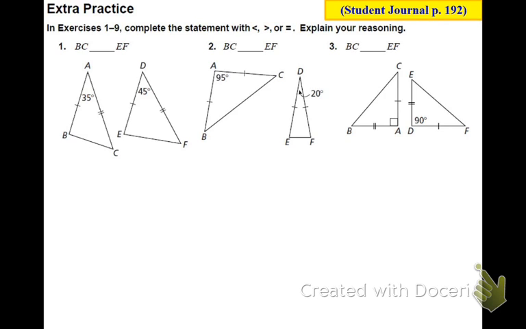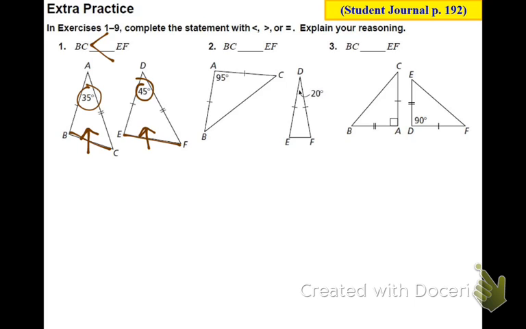Okay, number 1, we're comparing sides. We're comparing BC to EF. So BC is across from 35 degrees, and EF is across from 45. So BC is greater than, less than, or equal to? Less than. So you should have it open towards the bigger number, which would be EF. You don't have to draw teeth. It is what it is.